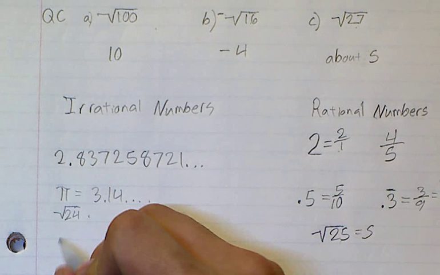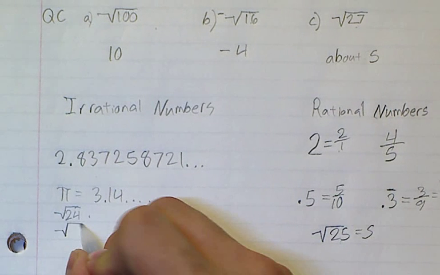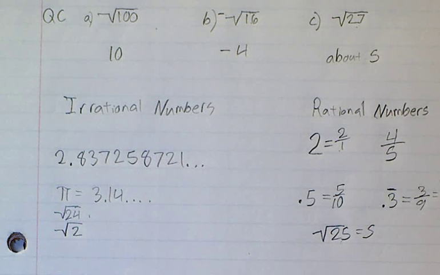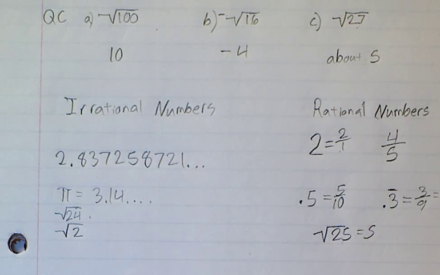So is the square root of 2. Square root of 2. Well, what times itself equals 2? I don't know. 1? No. 1 times 1 does not equal 2. It's going to be 1 point some number. It's a big long decimal that never ends and never repeats.